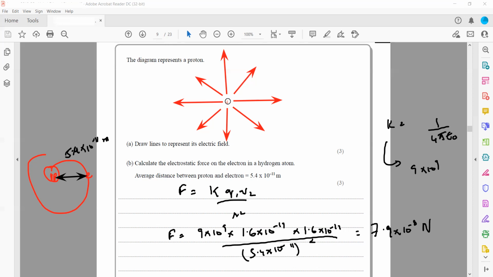Because we are basically finding a magnitude. If the question was about finding a direction, then we would substitute a negative sign. But we are only finding the magnitude of the force, that's why we are not substituting the sign. For electron and proton, the magnitude of the charge is the same, the nature is different. So we are just finding the magnitude here. Is it clear?